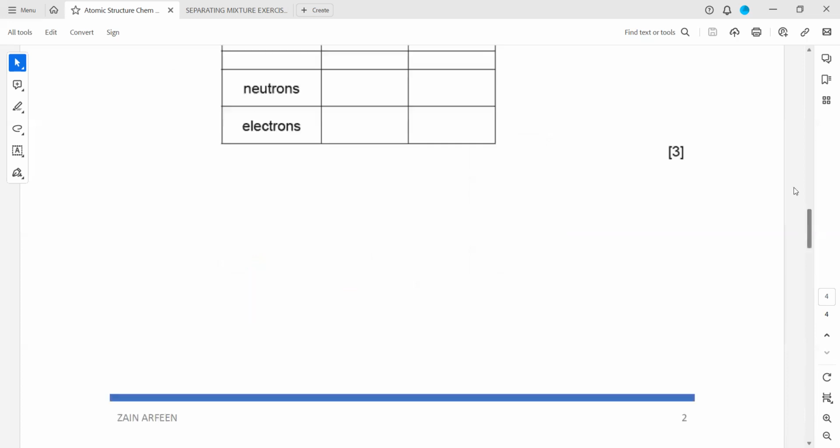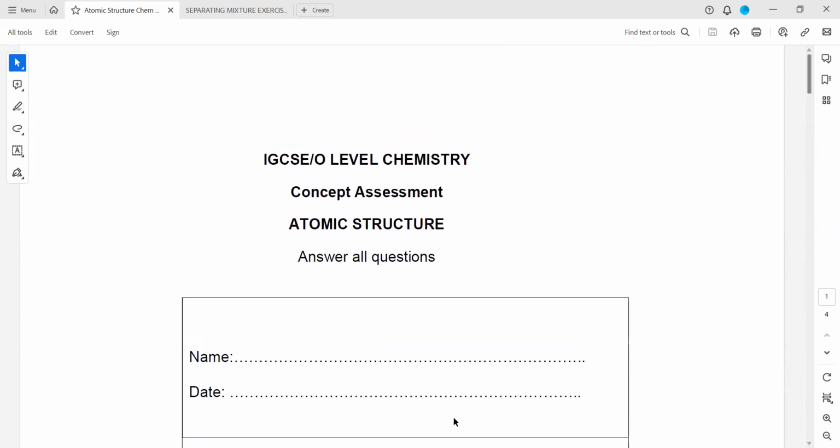So this was the quiz which was related to atomic structure.